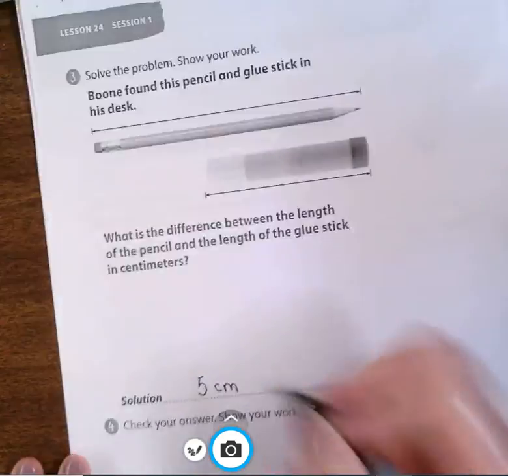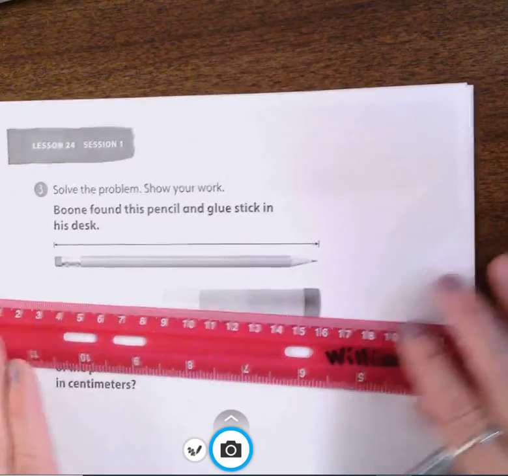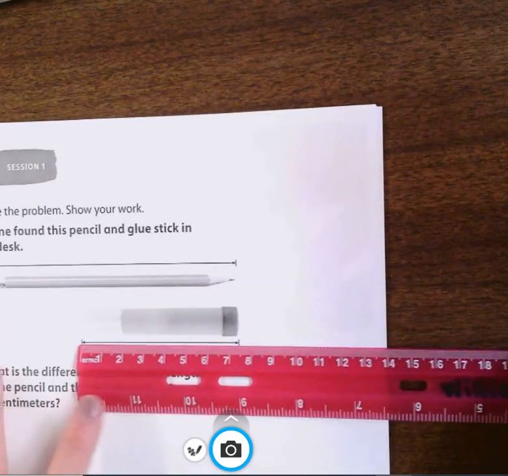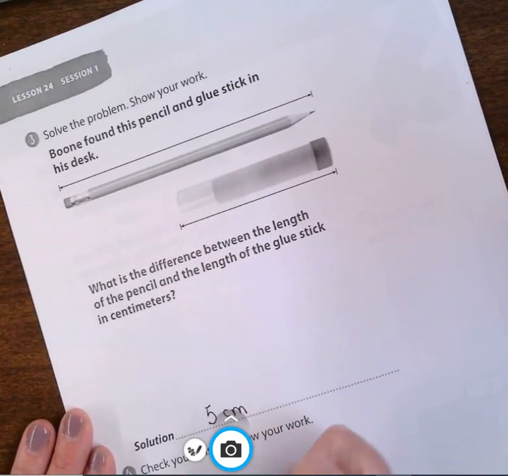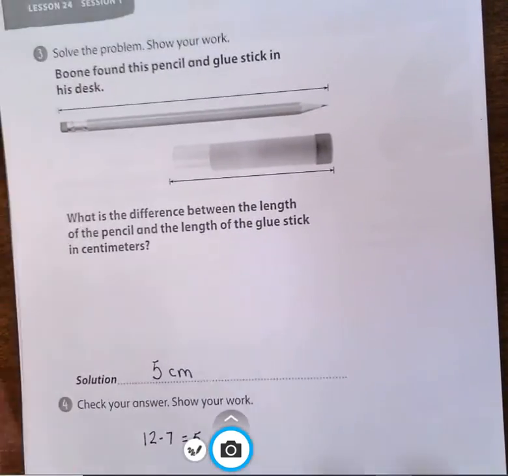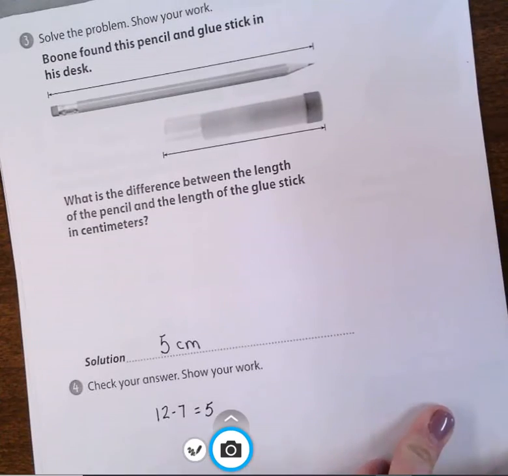To check my answer, I could measure the pencil, which is 12, and the glue is 7. So I could say 12 minus 7 equals 5. And they match. So I know that that is the right answer.